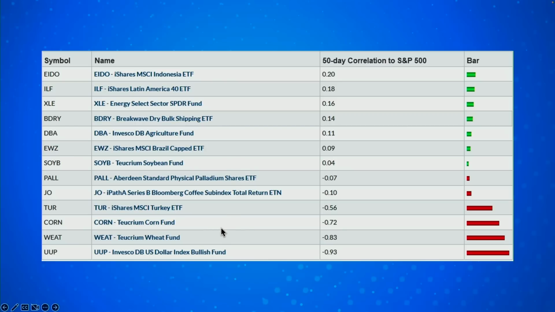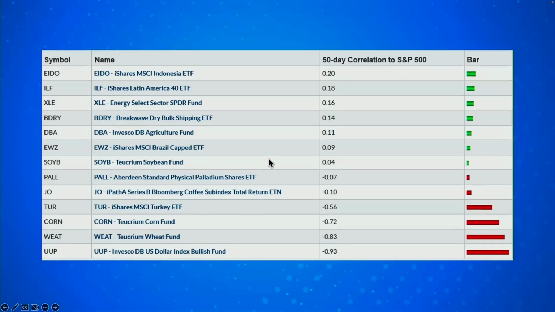And you can see from that list, we've got energy up there with a 0.16 positive correlation. But to get negative, you got to get to palladium, which is an industrial commodity, coffee, but coffee was hit today. Its chart doesn't look good. Turkey, I'm not interested in equities because most global equity markets are in bear markets as well. Corn, wheat, and then the dollar. The dollar is the king of the negative correlation right now. But palladium kind of caught my eye when I went and looked through these charts as something to possibly look at.